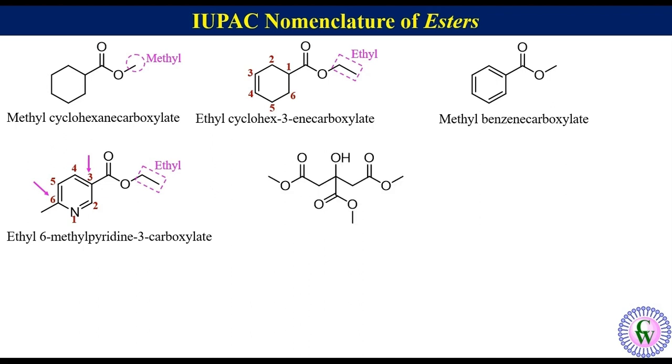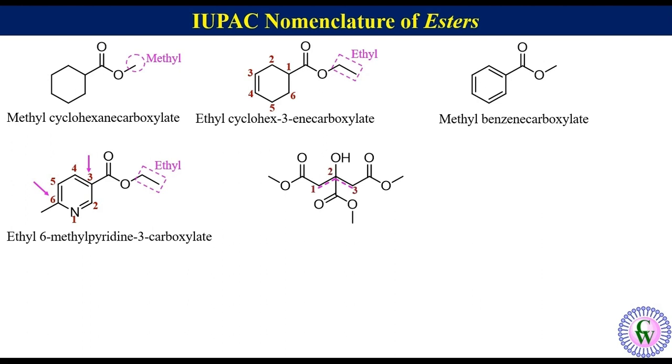Citric acid trimethyl ester. In this there are 3 ester groups. So parent chain will not include carboxylic carbon. This 3 carbon chain will be the parent chain. Numbering will be 1, 2 and 3 like this.